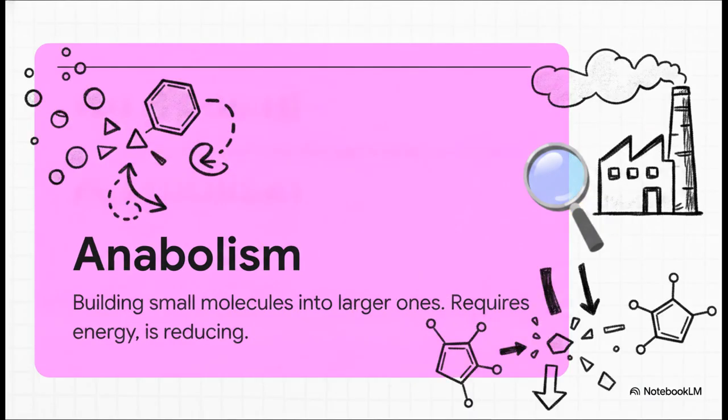Just as a quick counterweight, let's mention anabolism. This is the exact opposite. You take small molecules and build them up into larger structures. It's a reducing process, meaning it requires an input of energy. Now, while anabolism is how our factory builds its machines, for our glucose molecule today, our focus is strictly catabolic. We want to tear it apart.